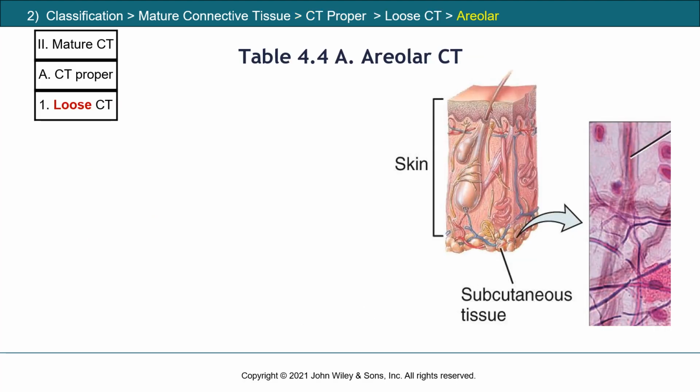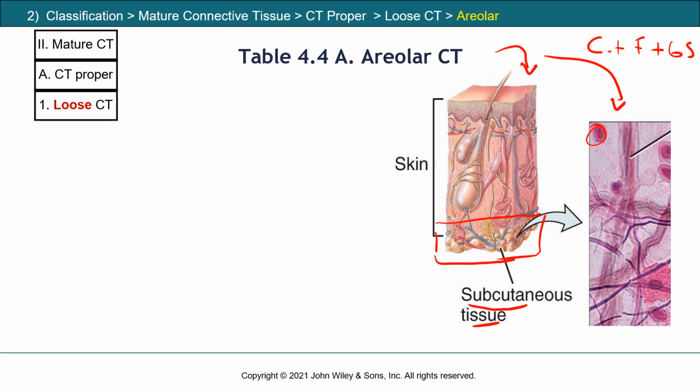Now we're going to talk about the areolar connective tissue. And for that, I show you this picture of the skin. Why? Because in the skin you have this wonderful section, the subcutaneous tissue, where you have the areolar connective tissue. And here you can see, remember, cells plus fibers plus ground substance. So cells here, fibers here, and in white you see, surrounding everything, the ground substance.